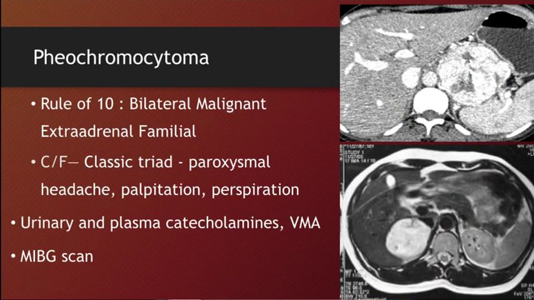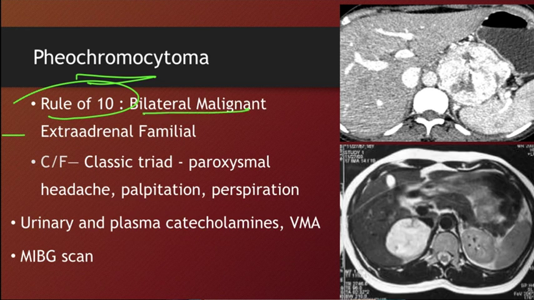Coming on to a more detailed description of Pheochromocytoma. We all know the rule of 10. What is the rule of 10? That bilateral tumors occur in 10% cases. 10% of the Pheos will be malignant. 10% of the Pheos will be extraadrenal. And what is the most common site of extraadrenal Pheos?